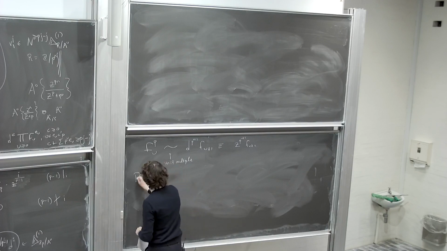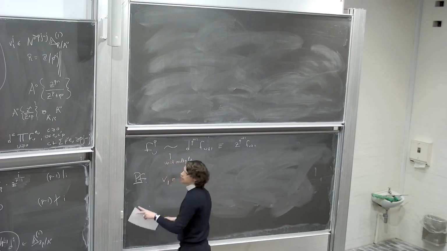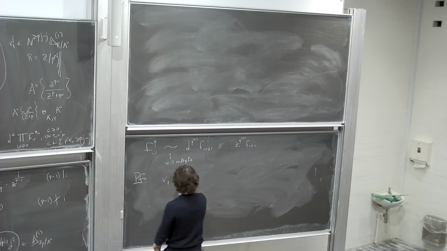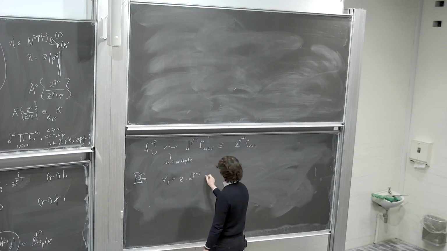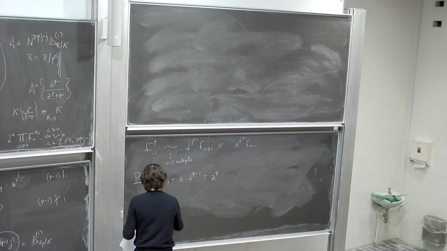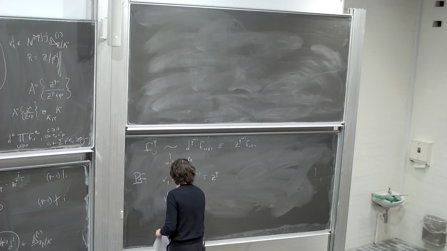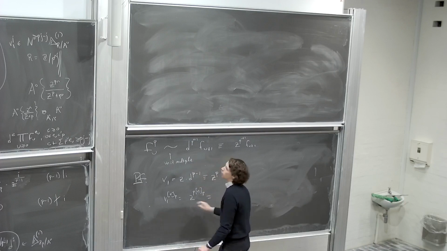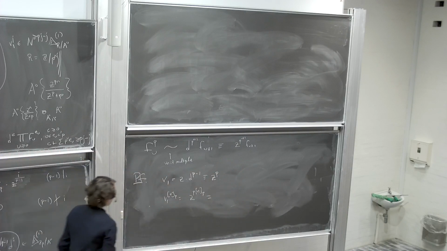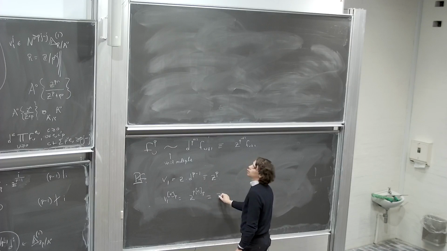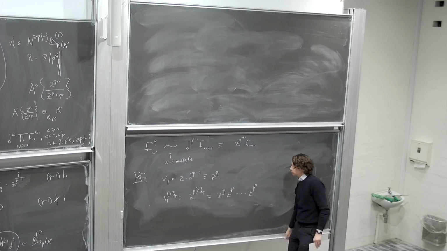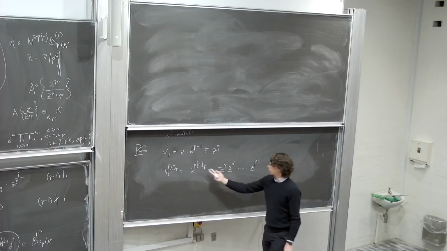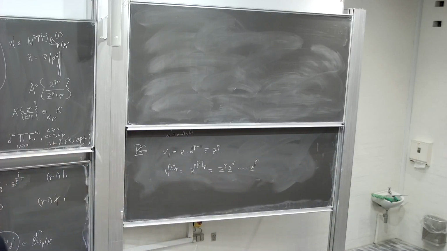So proof. What is v1 in this ring? Well, it's z times d^{p-1}, and that's congruent to z^p, since we're working modulo p. And so v1^n, times the p-analog of n, that's z^p times n, times the p-analog of n. And I can write that, just multiplying that expression by p, as the product of z^p, z^{p^2}, up to z^{p^n}. That's just an expansion of this number. I haven't done anything yet.